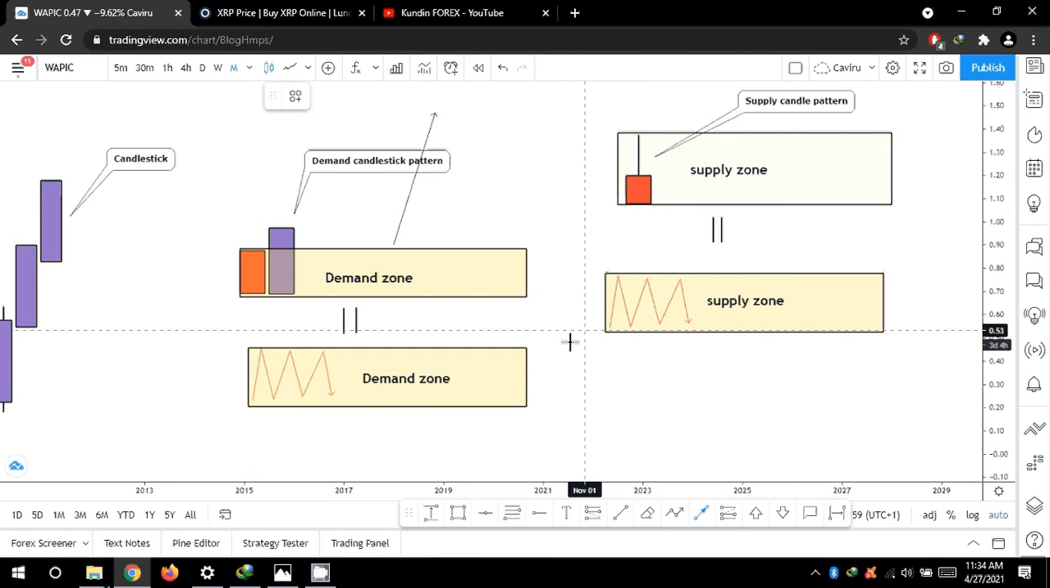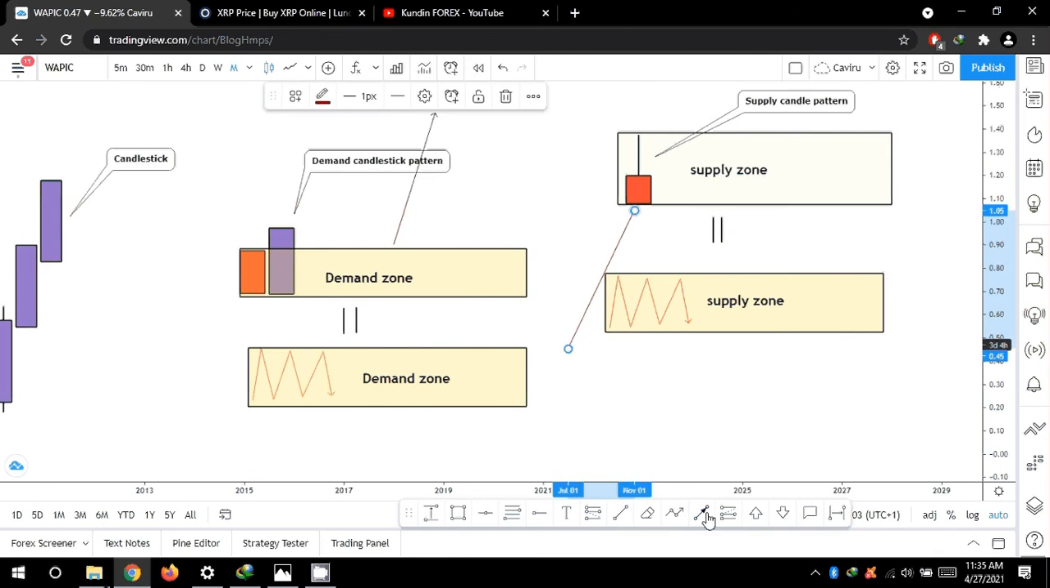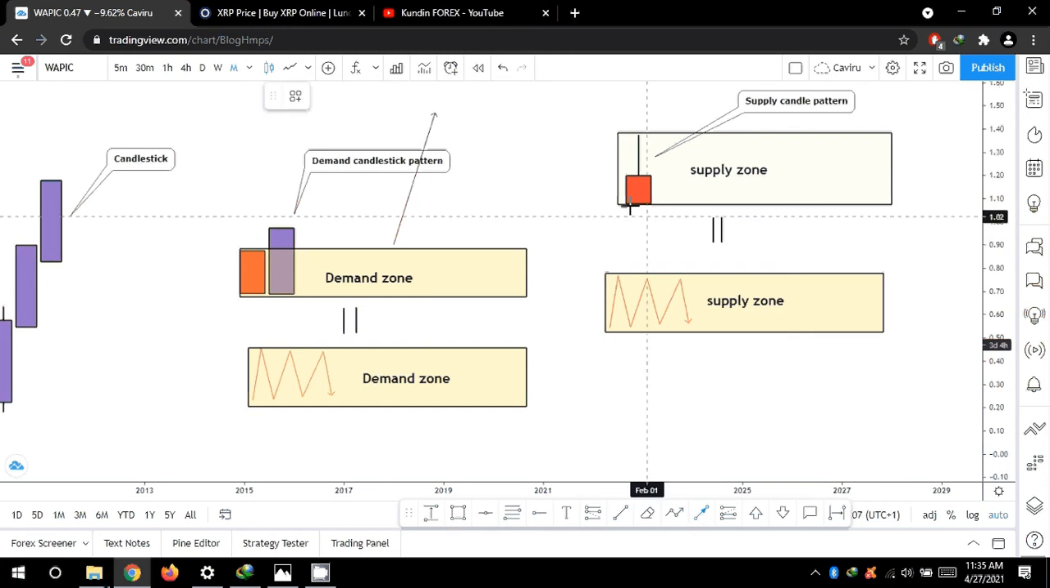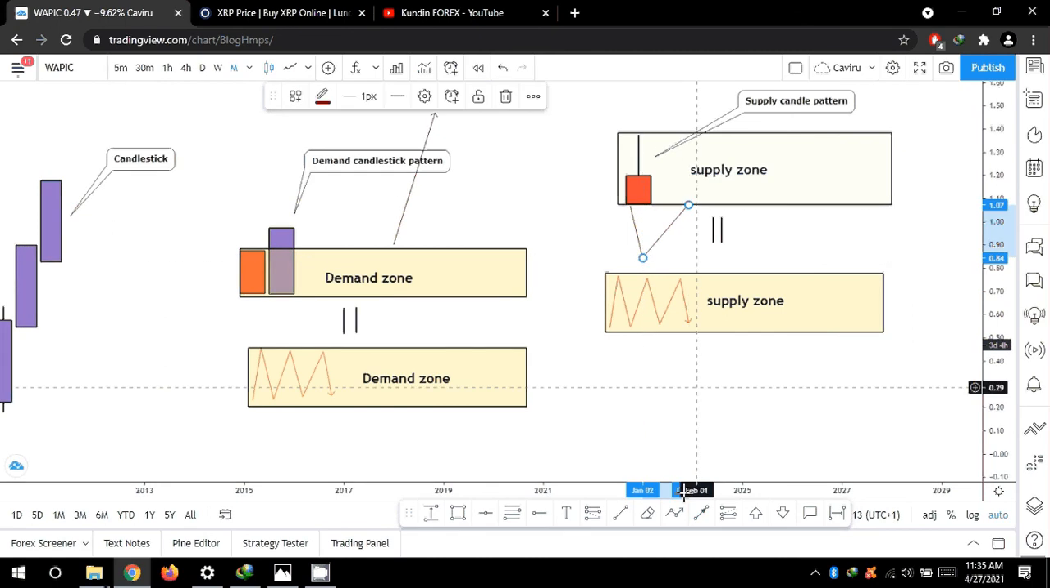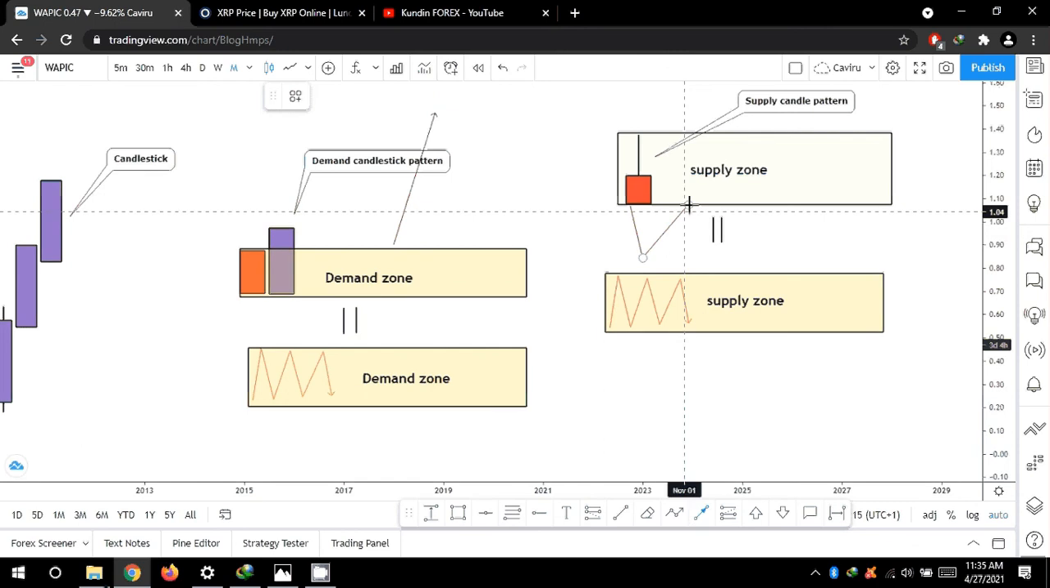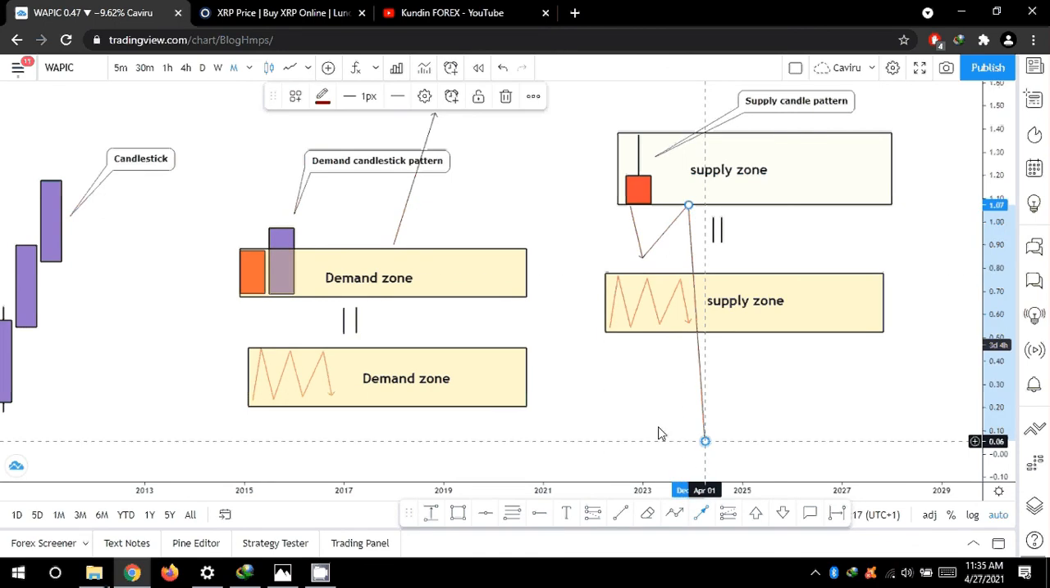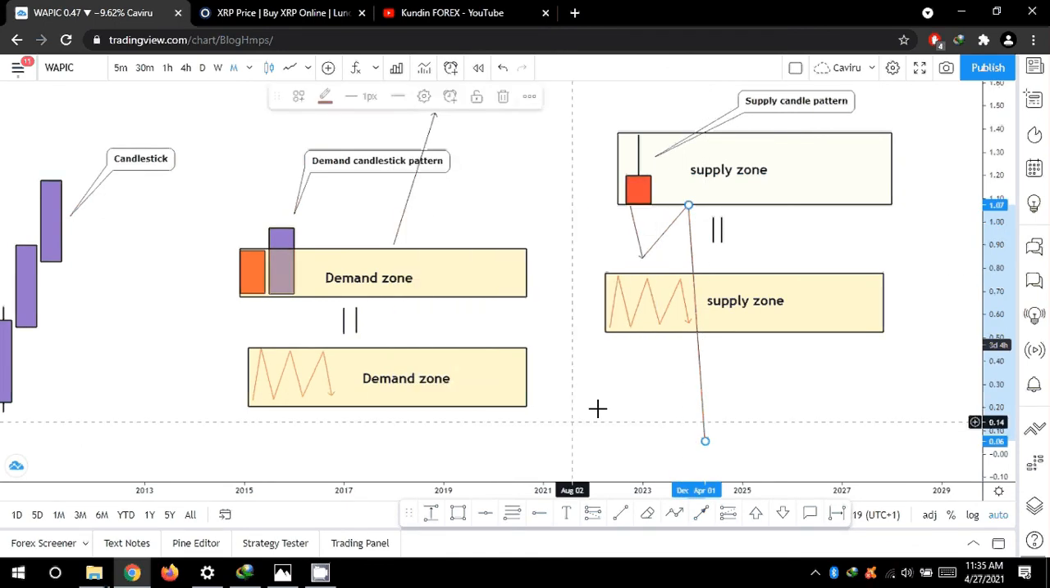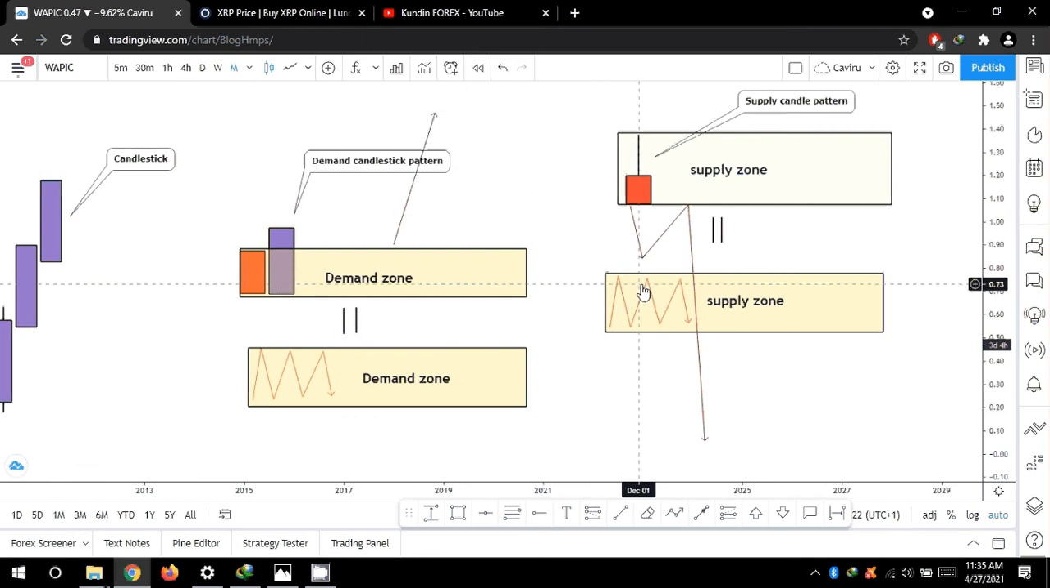Most of the time you will see it like this: it's going up, then what will happen? It will come down, then go back up to test that supply level, and then boom, the market will just drop. So basically that's what I mean when you see this zigzag. It represents this candle, our supply zone, and here it represents our demand zone.